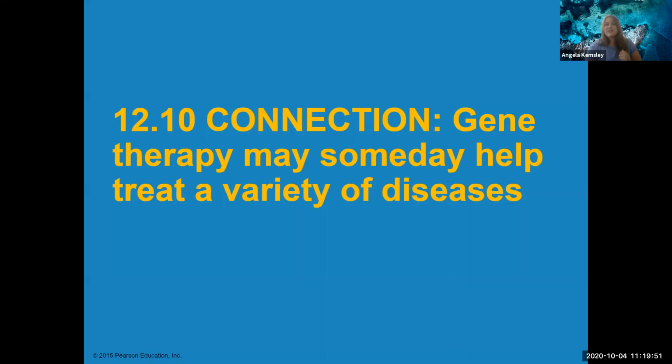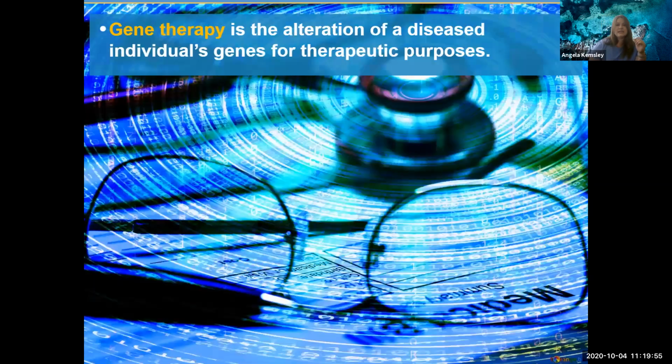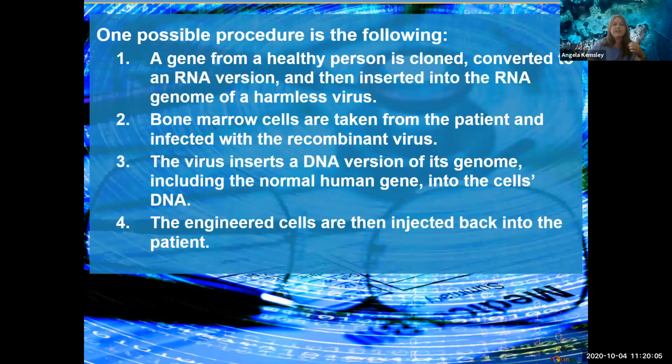So how do we connect this to humans again? Gene therapy may someday help treat a variety of diseases. So gene therapy is the alteration of a diseased individual's genes for therapeutic or medicinal purposes. So one possible procedure that we could do is a gene from a healthy person is cloned, is converted to the RNA version, and then inserted into the RNA genome of a harmless virus. Bone marrow cells are taken from the patient and infected with the recombinant virus.